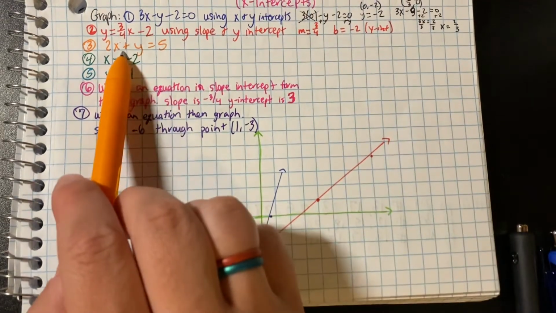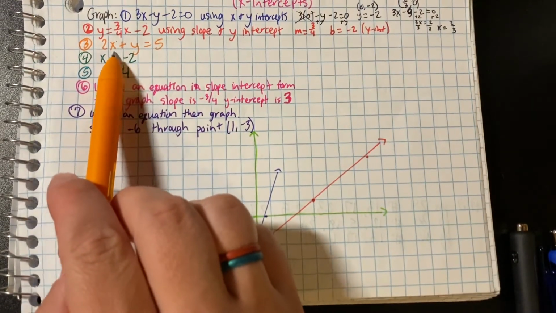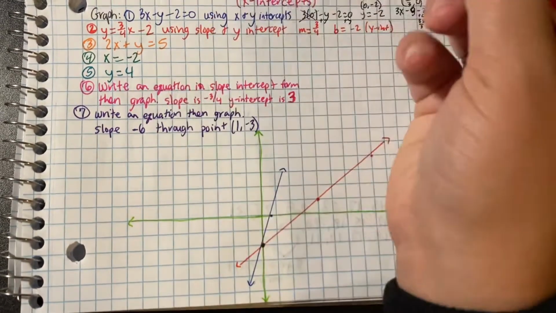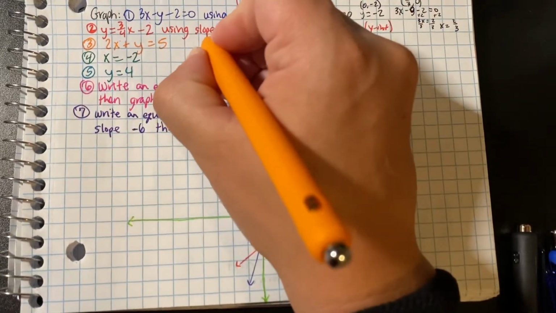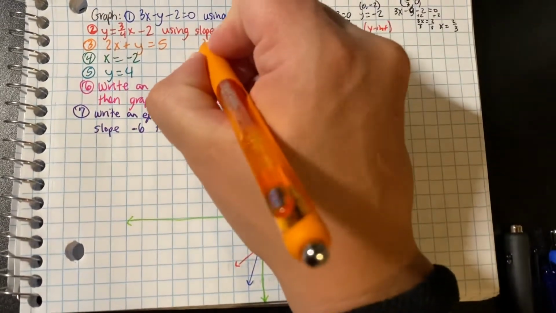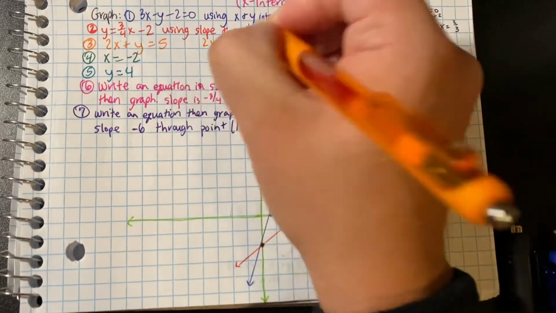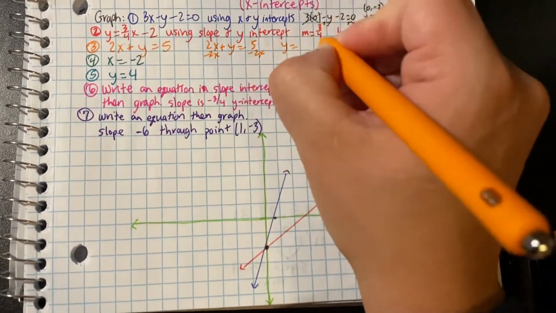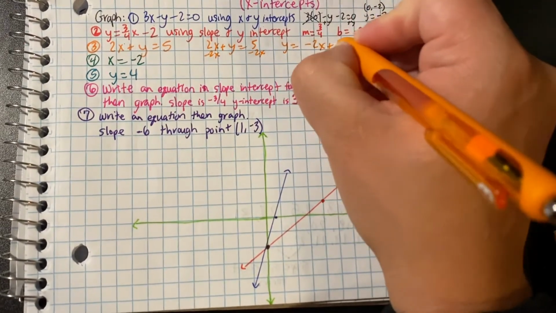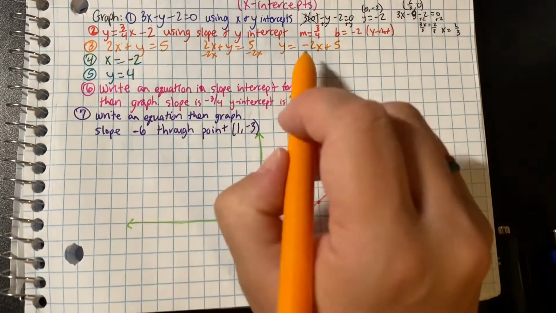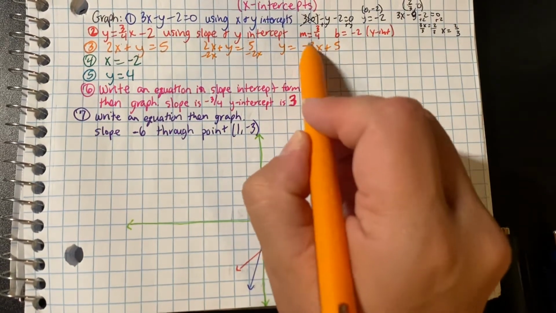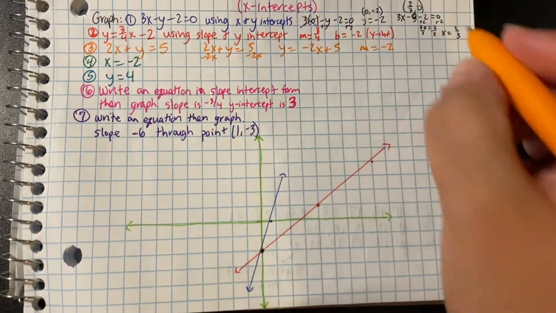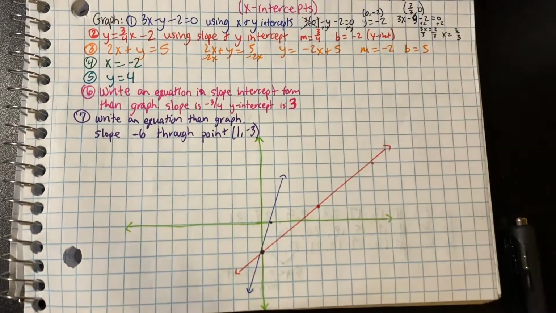Okay, here's my next equation. If I got something like this, I'd probably turn it into y equals mx plus b. So let's see, 2x plus y equals 5. I'm going to subtract 2x from both sides. So I'll have y equals -2x plus 5. Why did I write it in that order? Because in y equals mx plus b, our x comes first. So my slope is -2. My b, or my y-intercept, is 5.